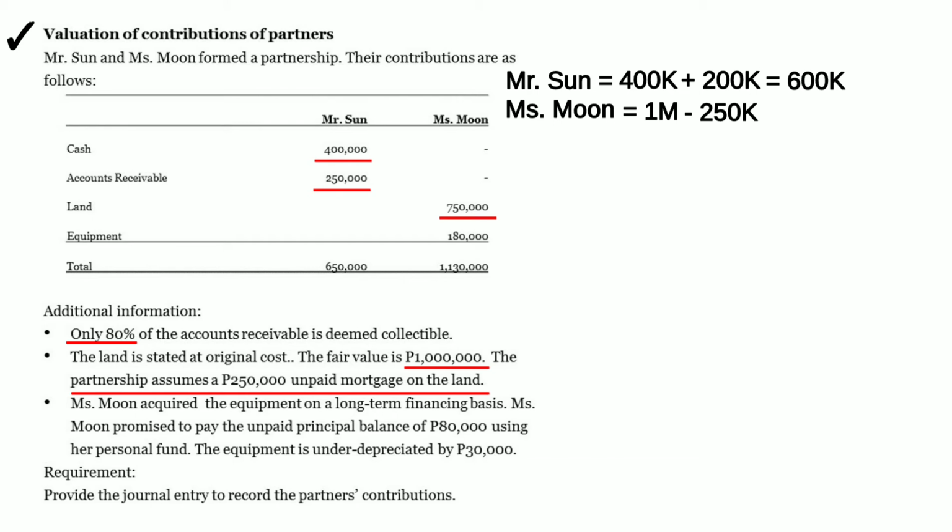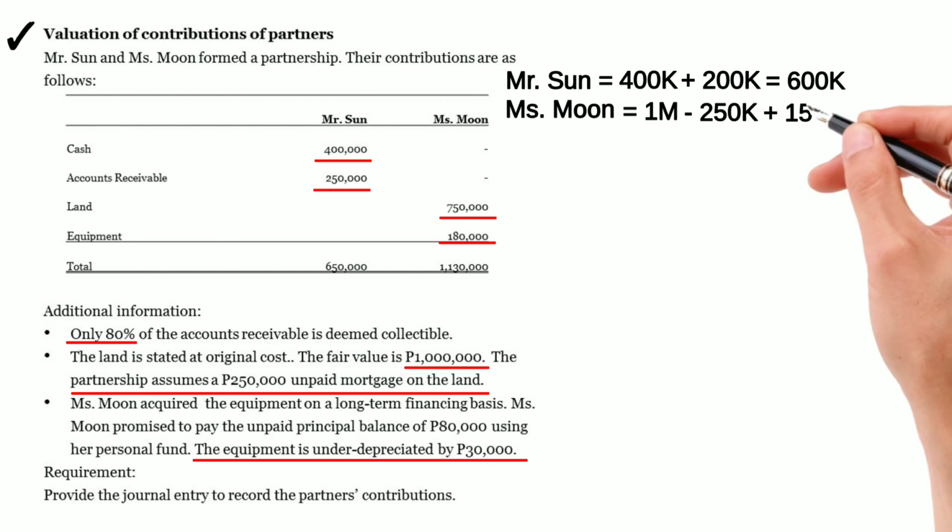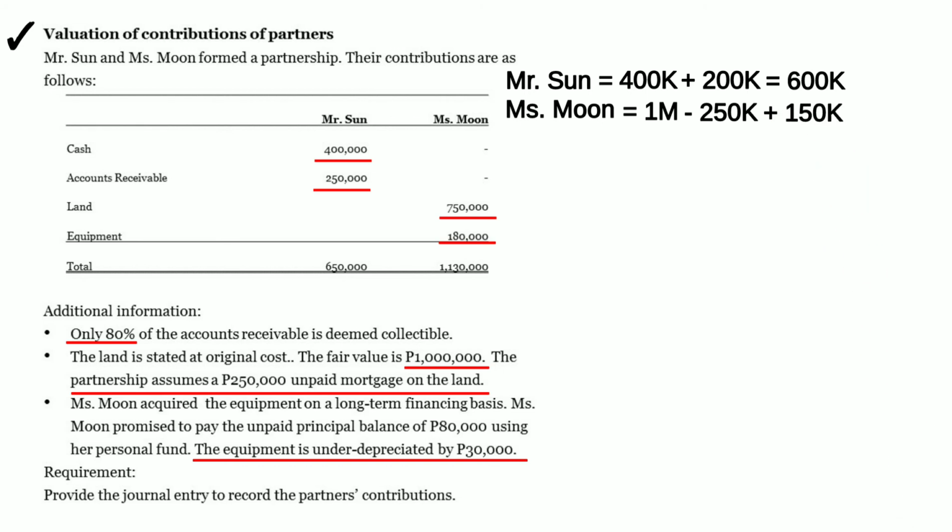Aside from land, meron ding equipment. Ang book value ng equipment ay 180,000 pesos. Yun nga lang, sabi dito sa problem, the equipment is under-depreciated by 30,000 pesos. Kung under-depreciated siya ng 30,000 pesos, that means overstated ang equipment. So therefore, ibabawas natin yung 30,000 pesos sa 180,000 pesos. 180,000 pesos minus 30,000 pesos, that is equal to 150,000 pesos. So idadagdag na natin yung 150,000 pesos. 1 million plus 150,000 pesos minus 250,000 pesos, that is equal to 900,000 pesos.